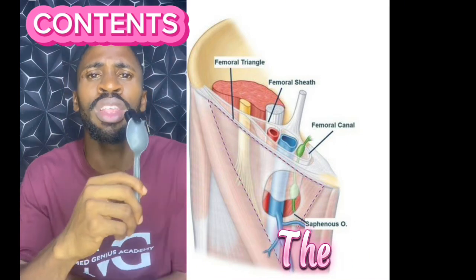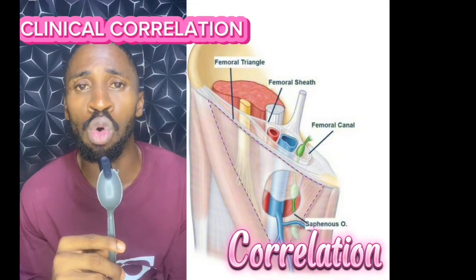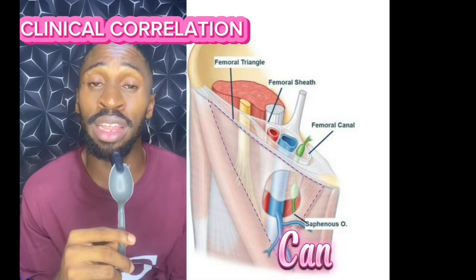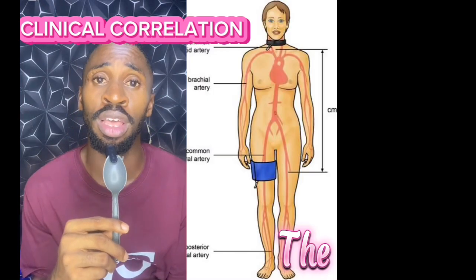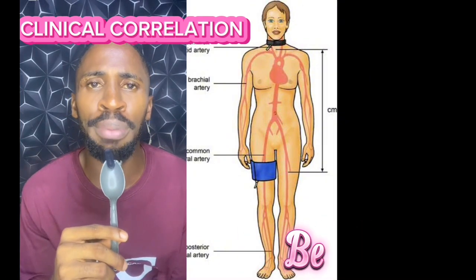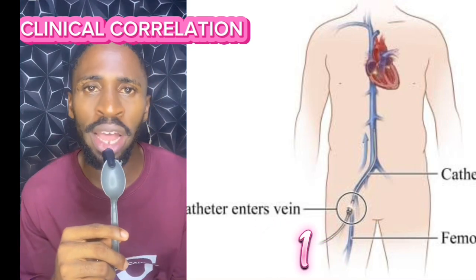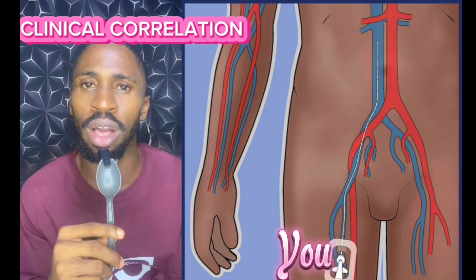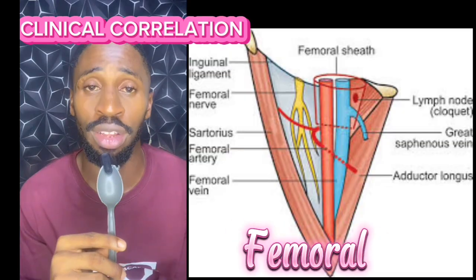So this is the content of the femoral triangle. The next part we'll be talking about is the clinical correlation. What is a clinical correlation? How is this relevant to clinical practice? Now, you know that at the femoral artery there's a femoral pulse, and sometimes the arterial blood pressure can be felt there too. And also the femoral vein can be a site to thread a catheter to reach the heart. So through the femoral vein you can thread the catheter, and at the artery you can feel the femoral pulse. So this is one important thing about the femoral triangle.